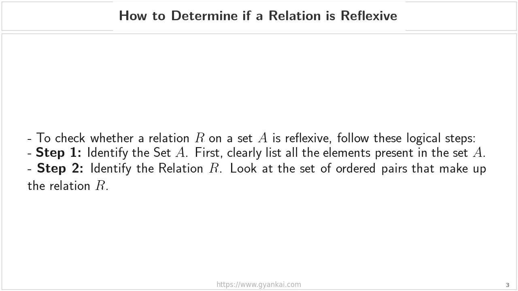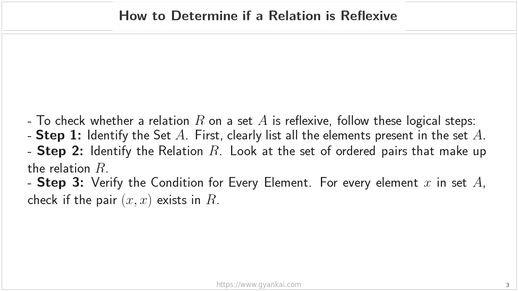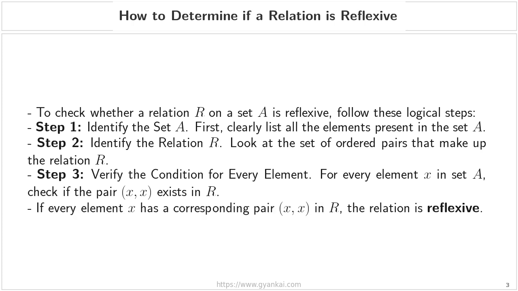Step 2. Identify the relation R next. Examine the set of ordered pairs that make up the relation R. This is the collection of pairings we will be testing against our set. Step 3. Verify the condition for every element. For every single element x in set A, you must check if the ordered pair (x, x) exists within the relation R. If you find that every single element x has a corresponding pair (x, x) in the relation, then the relation is confirmed to be reflexive.